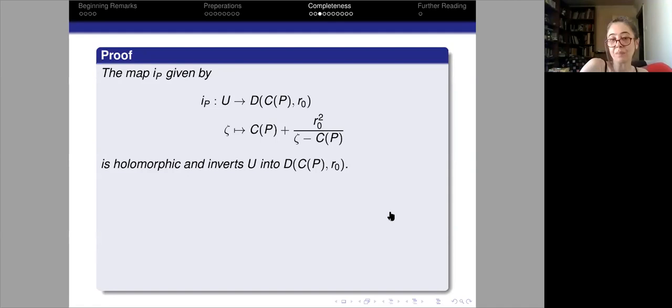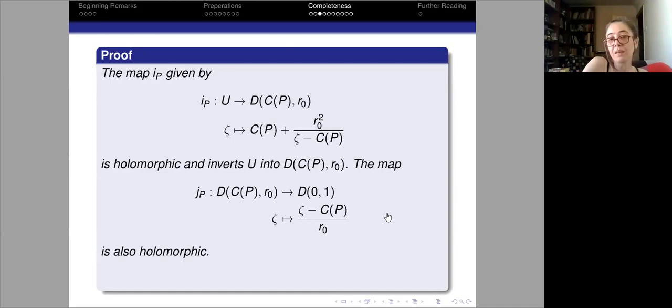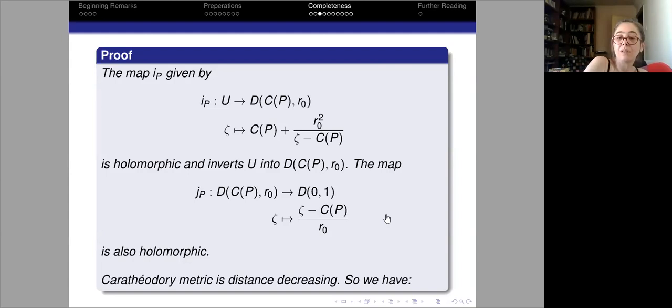Then we take another map, JP. This map sends the disk with radius R0 and center CP to the unit disk. More explicitly, it takes the point zeta from the external tangent disk and sends it to zeta minus CP over R0. This is also holomorphic. And you know that the Carathéodory metric is distance decreasing.